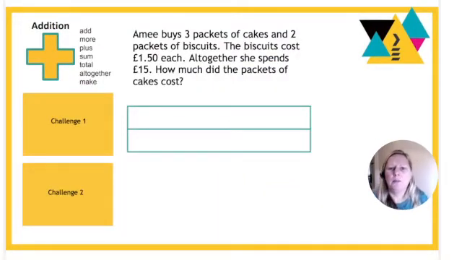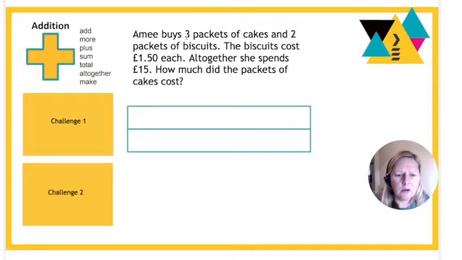Now here's an example of how our lessons are differentiated. So we've got a word problem up on the screen there about Amy buying packets of cakes and biscuits, and she's spent £15 altogether. So I've put a bar model up there so that we can start to think about how we might answer that question.